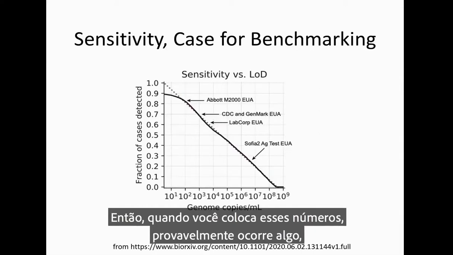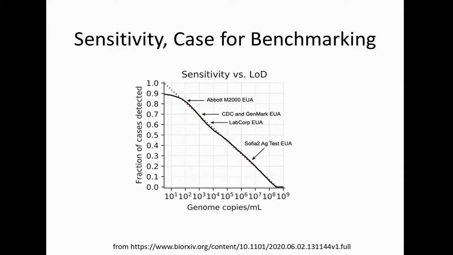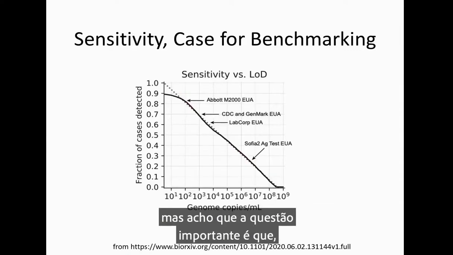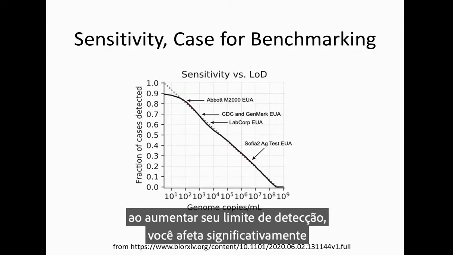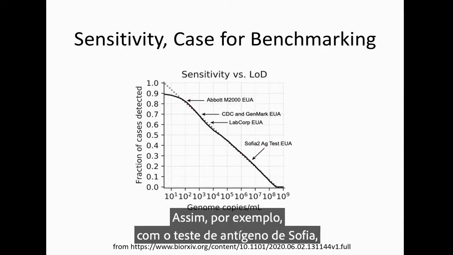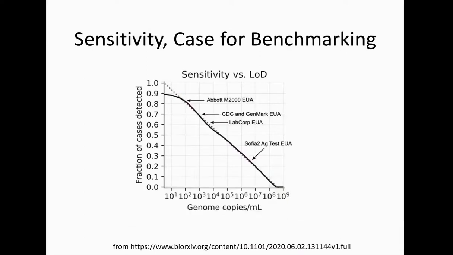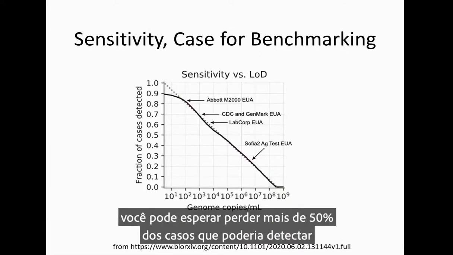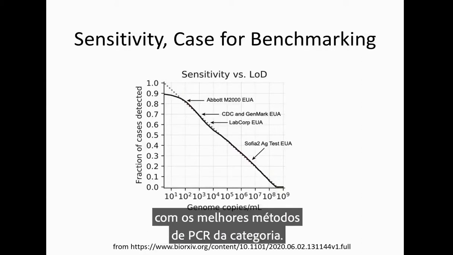Where you place these numbers, there's probably some play, but I think the important point is that as you increase your limit of detection, you significantly affect the fraction of cases that you detect. So, for example, with the Sophia antigen test, you might expect that you would miss more than 50% of the cases that you might detect with the best-in-class PCR methods.